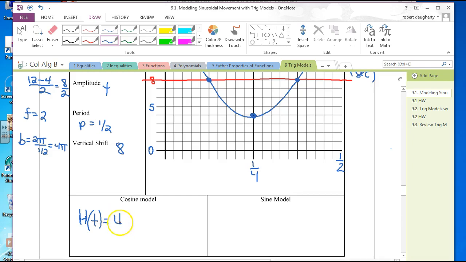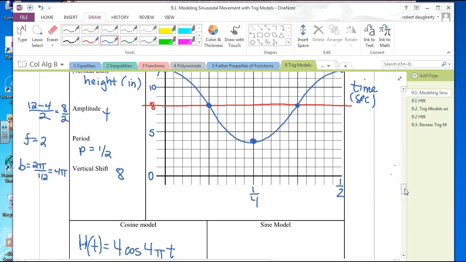So 4 cosine, B is 4 pi, and then t. Okay, so that is the model for the cosine of this particular curve. Now, let's look at what the sine model is going to be. And it should follow pretty closely.